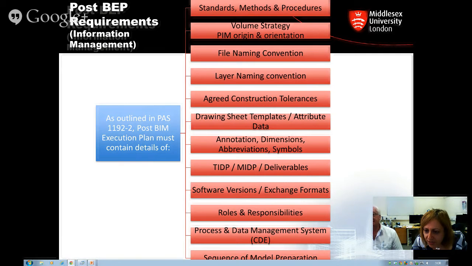How detailed do you think the early MIDP should be within the EIR pre-contract BEP, or is this something for the post-contract BEP? In my opinion, Chris, it's in the post-contract BEP. Autodesk certifications might show that you can operate software, not that you understand, for example, how to use the BS.